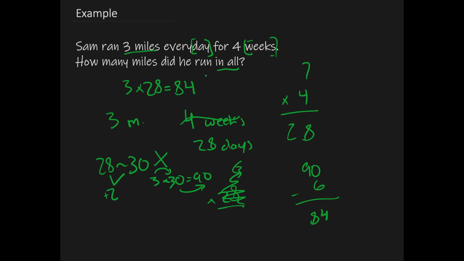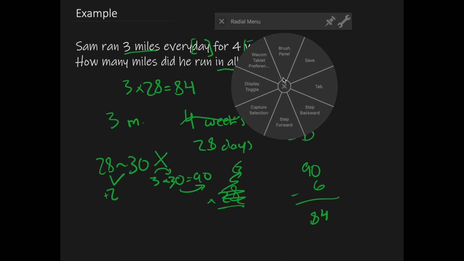And you can do all of that I just showed you in your head. That's why we use compensation. So how many miles did he run in all? 84 miles. That's a lot of miles. I know I can't run that.